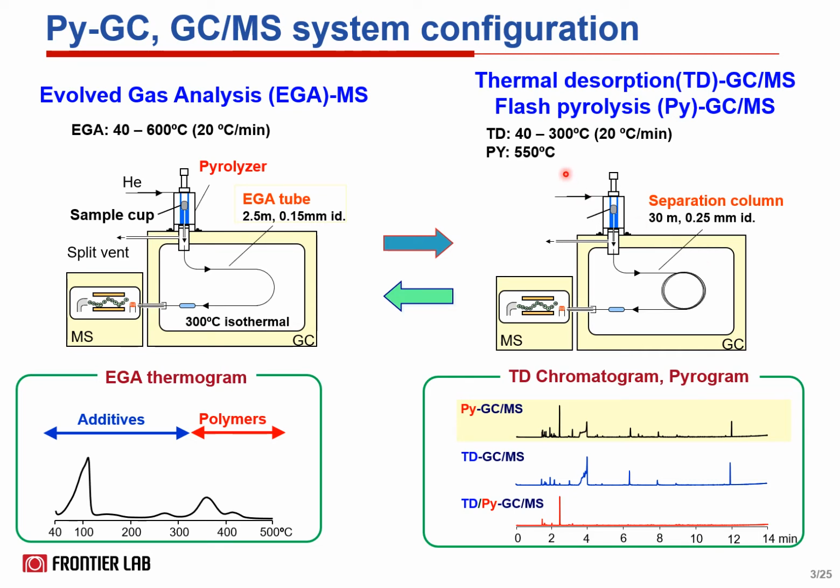The other analytical methods are the pyrolysis GCMS or thermal desorption, so TD-GCMS, and the double shot GCMS method. Double shot GCMS method is the combination of thermal desorption GCMS followed by flash pyrolysis GCMS. These are typical results of TD chromatograms and pyrograms. The pyrolysis method instantaneously pyrolyzes the sample at the high temperature.